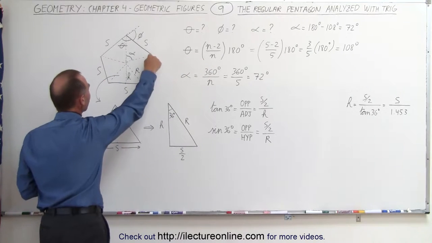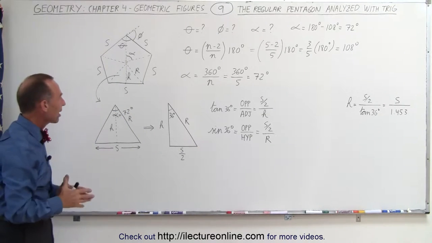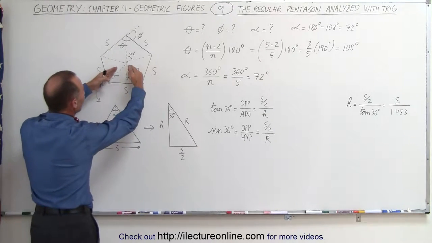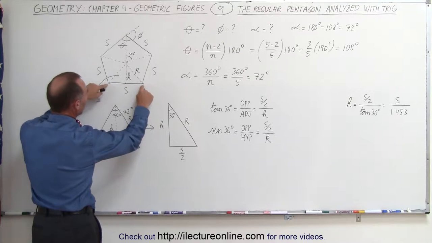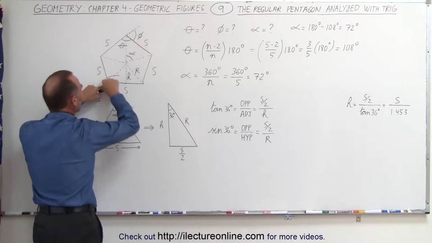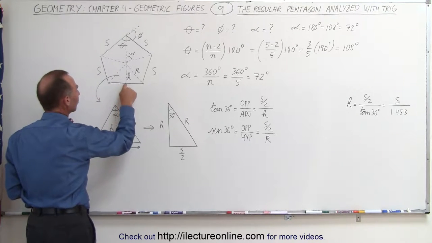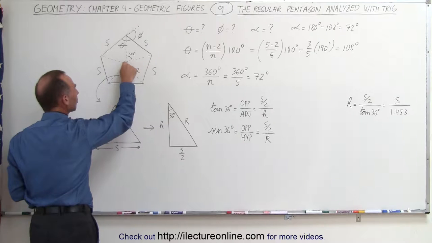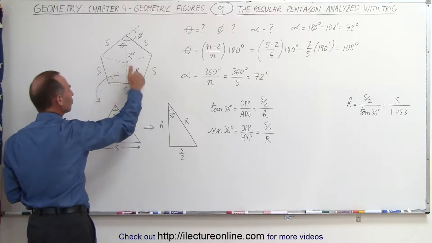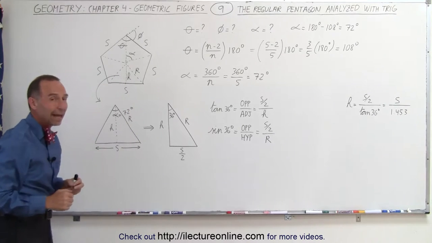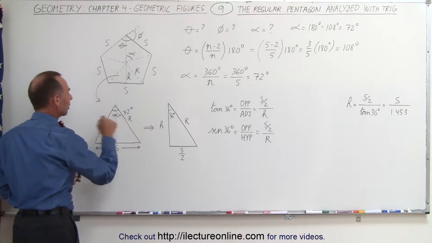Here we have the regular pentagon, and notice we can divide the regular pentagon into five equal triangles. If we take each one of those triangles and draw it, we can see that this is the base of the triangle, which is equal to the side of the regular pentagon. We have h, which is the height of the triangle, the distance from the base to where all the triangles meet. And then we have r, which is the two sides of each triangle. It happens to be an isosceles triangle, which means that r and r here are equal to one another.